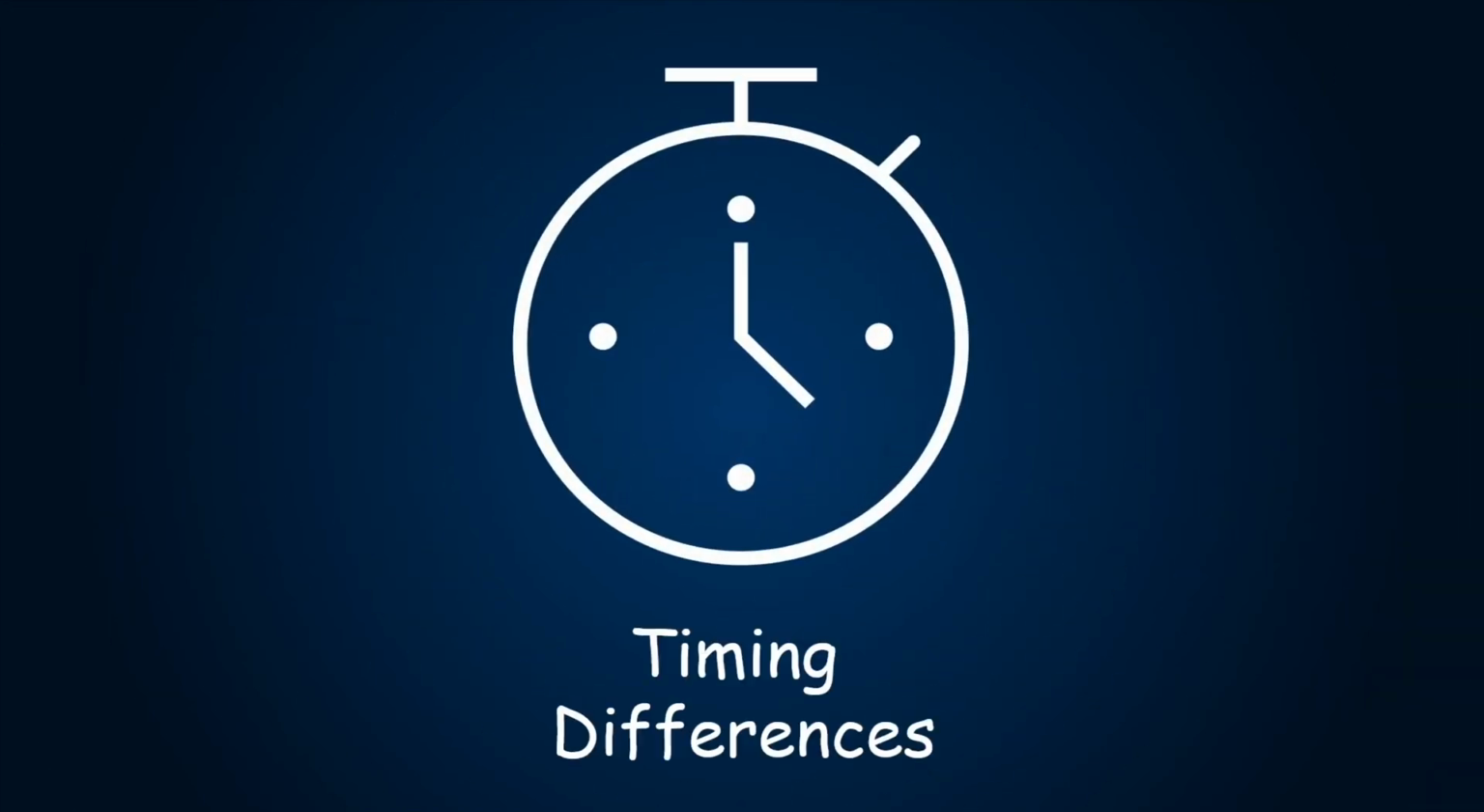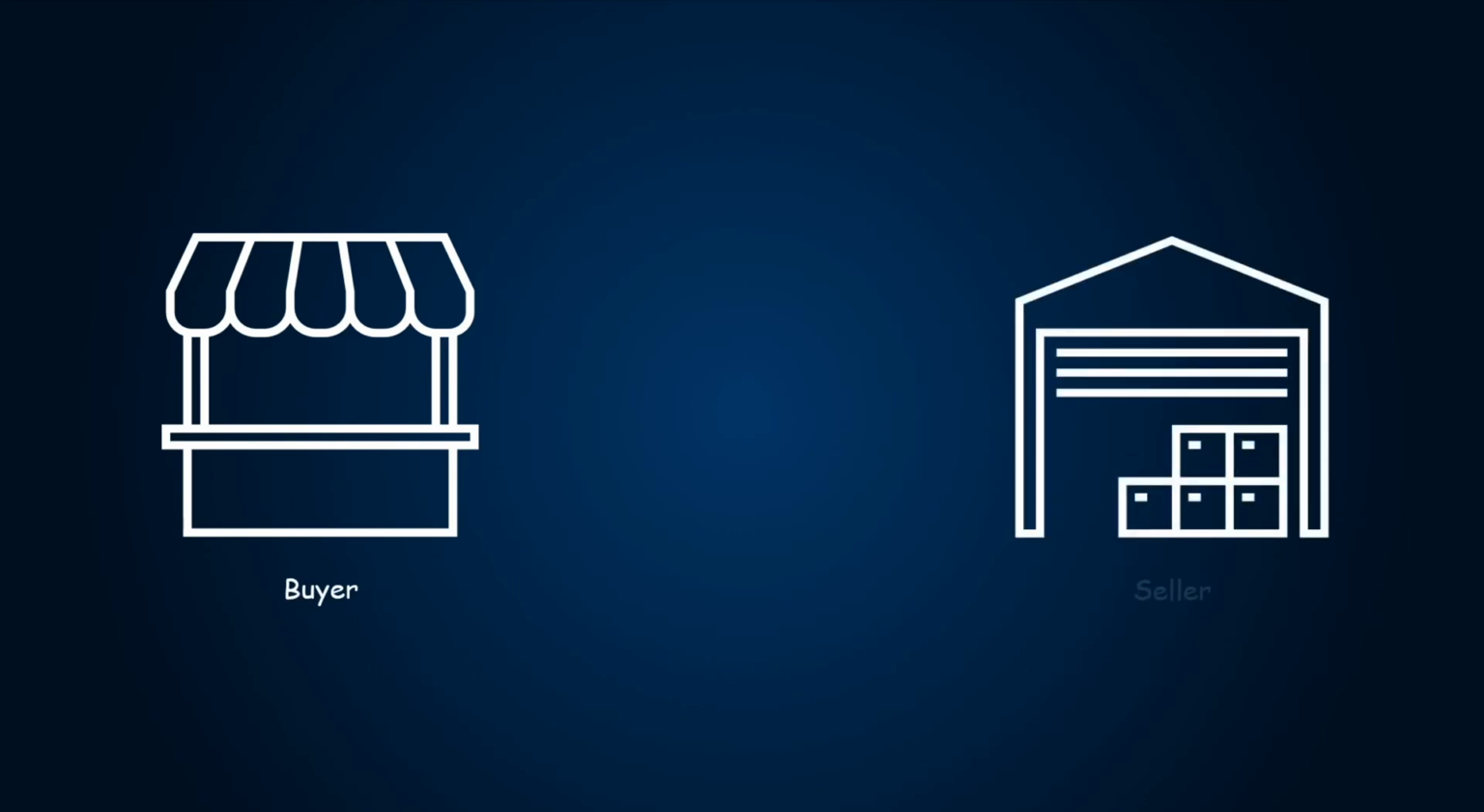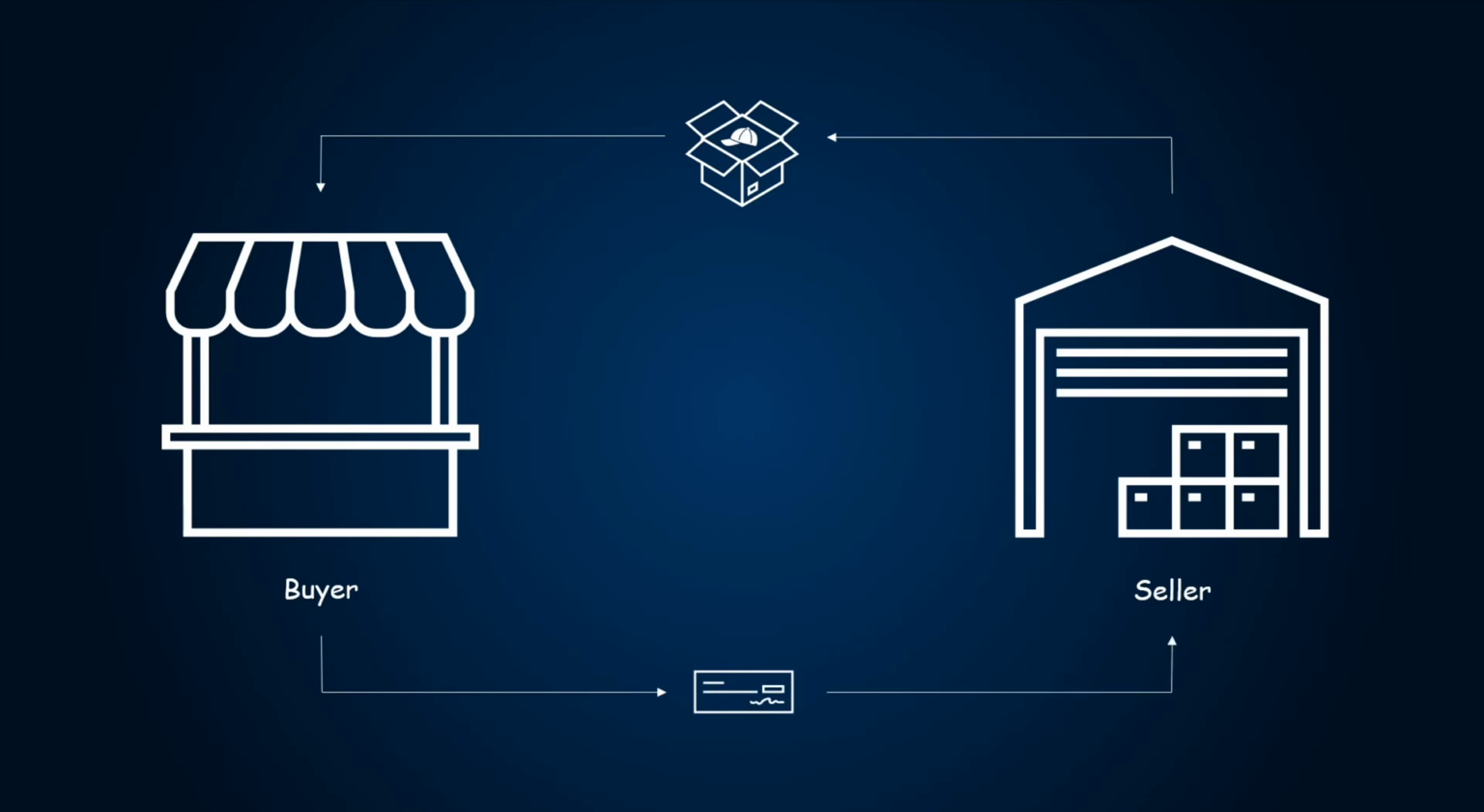Well, the reason is due to timing, or timing differences. Let's look at an example. Consider a customer, or we'll just call them a buyer, and their supplier, which we'll refer to as a seller. The buyer puts in an order for inventory or goods of some kind, and the seller ships them. Maybe they ordered some hats. Upon receipt, the buyer issues payment, maybe in the form of a check. This is the kind of example we've been looking at up until this point, but it's a bit more involved than this. Let's take a look at things from the buyer's perspective.